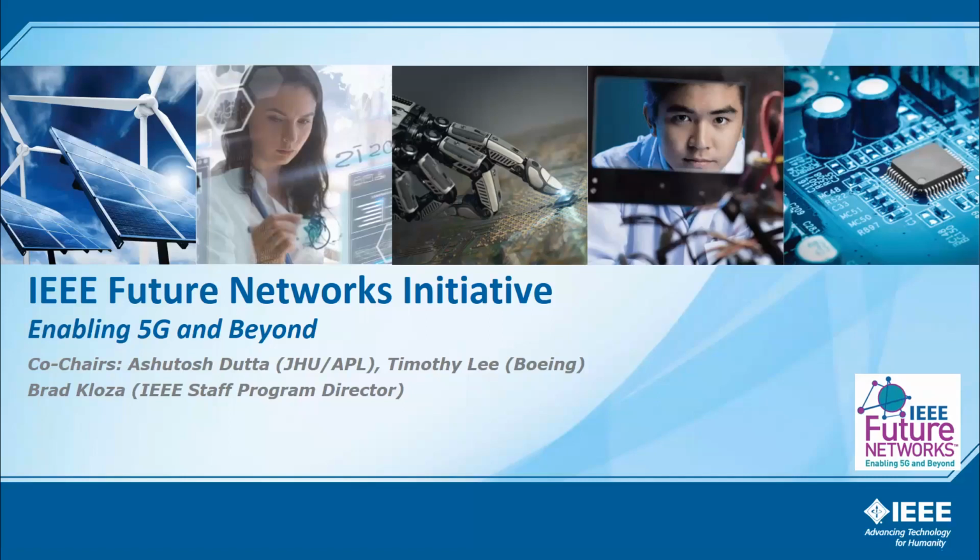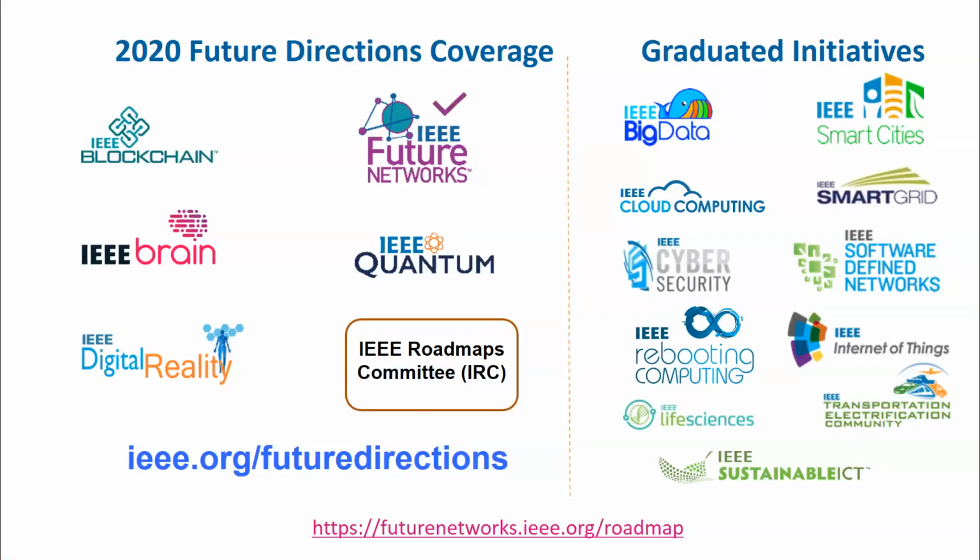So this is an example of this closed loop security automation. Spend 2-3 minutes on this. How do you get involved in the Future Network Initiative, which has about 15 different roadmap working groups. Tim Lee is one of my co-chairs. Brad Closer is the staff director. So the Future Directions Committee has several different initiatives, and Future Networks is one of them. So depending on which one you may like to get involved.